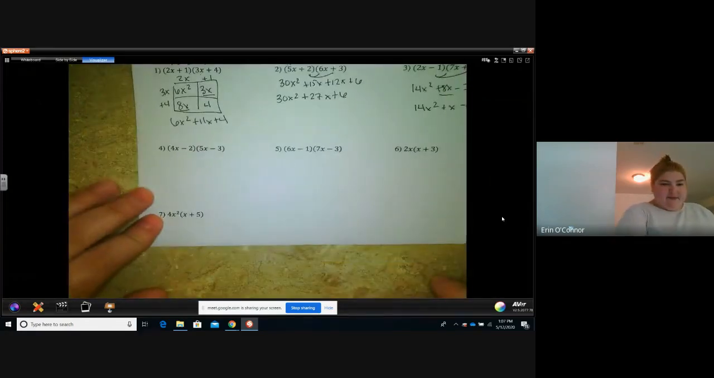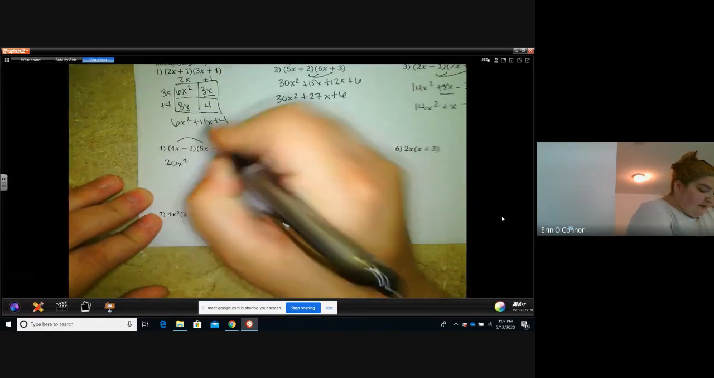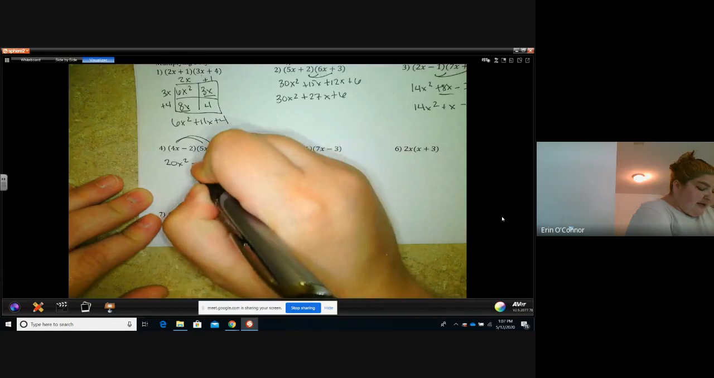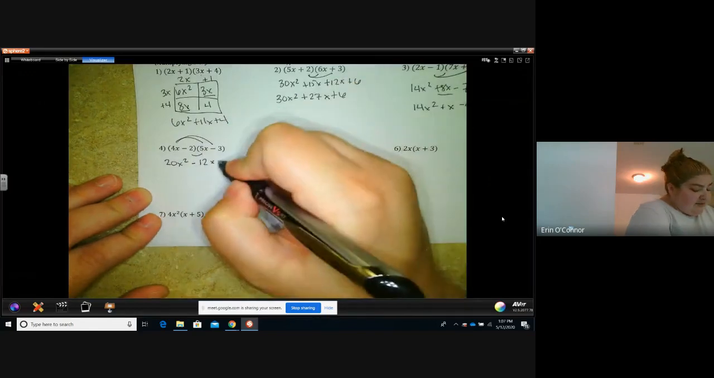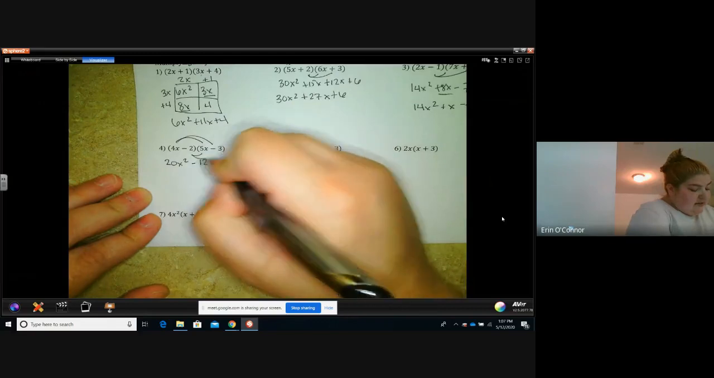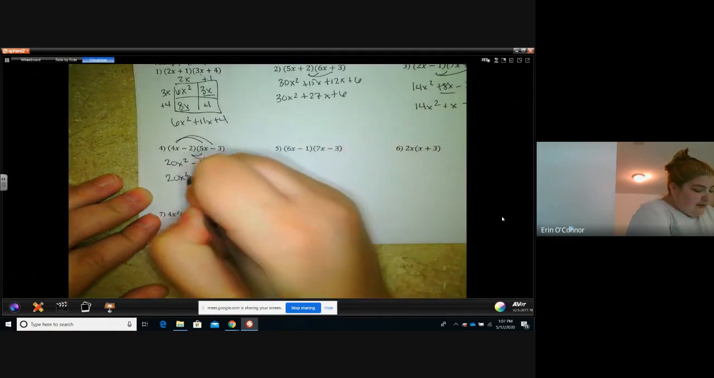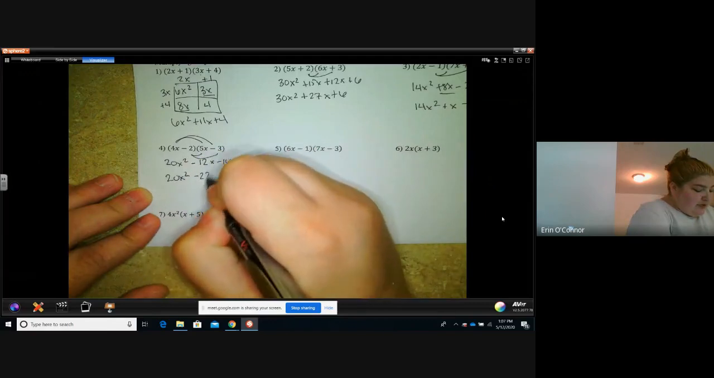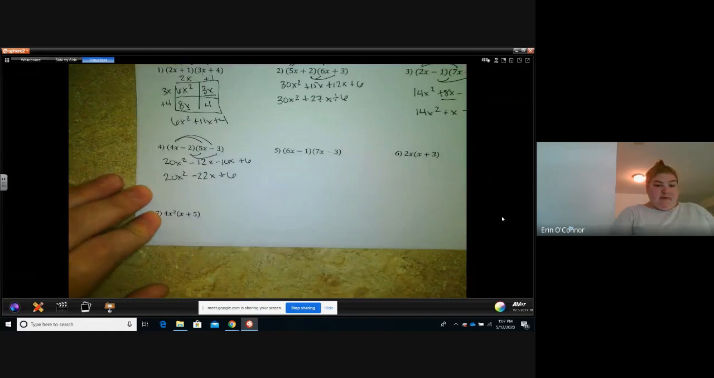Couple more problems. 4x times 5x is 20x squared. 4x times 3, negative 3, sorry, is negative 12x. Negative 2 times 5x is negative 10x. Negative 2 times negative 3 is a positive 6. 20x squared minus 22x plus 6. Remember to combine like terms.